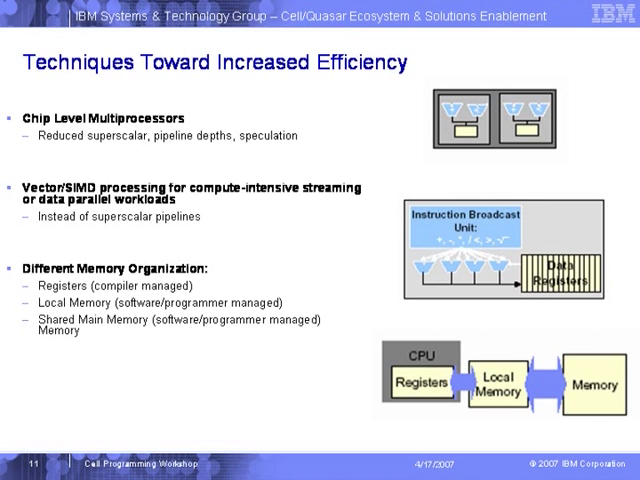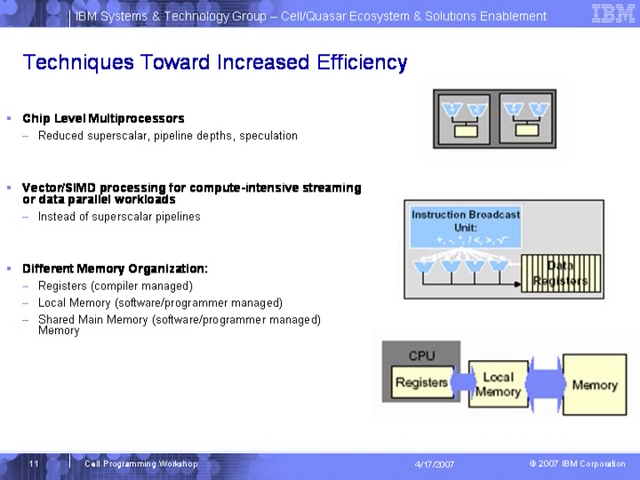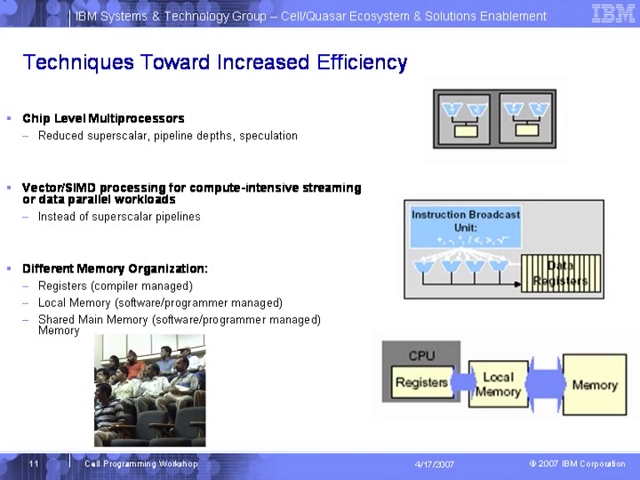The key point here is on the chip level multiprocessors. We don't have to go through the traditional design. We can reduce the superscalar, reduce the pipeline depth, reduce the speculation. Instead of out of order, we just do it in order. It's easier when instructions are being brought in. We bring in an instruction, decode the instruction, get the data, and then we execute that instruction until completion without the out of order execution.